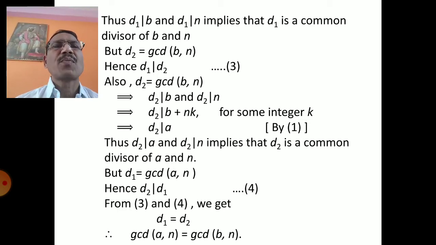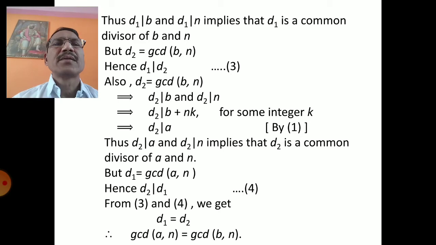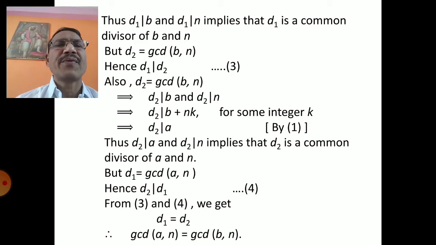Also, d2 is the greatest common divisor of b and n, as in the previous case, which implies d2 divides b and d2 divides n, which implies d2 divides b plus nk for some integer k. Put the value of b plus nk by equation 1, it is a, and therefore we get d2 divides a. Thus d2 divides a and d2 divides n, which implies that d2 is a common divisor of a and n. But d1 is the greatest common divisor of a and n, hence d2 divides d1.